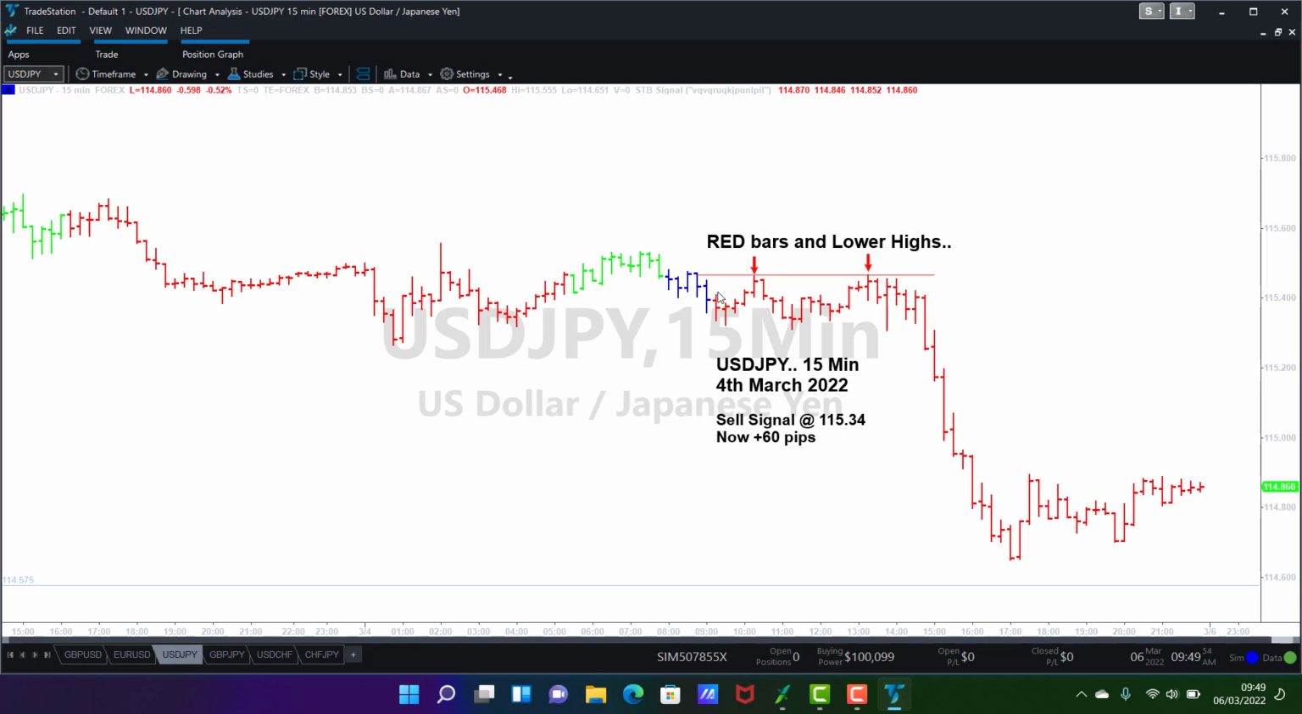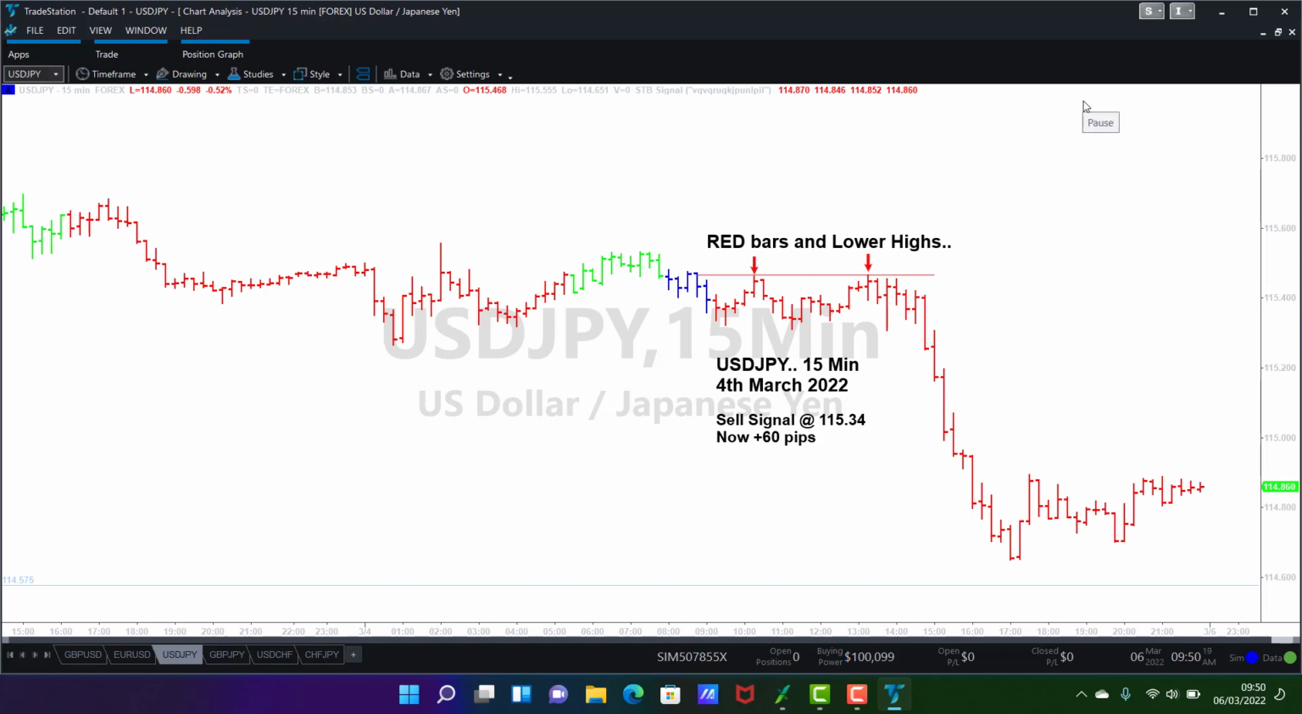Again, 15-minute chart, red bars, lower highs. The red bars come in. Yes, there had been weakness. A little bit of strength was coming into this market, but there were no higher lows here, folks, with blue bars. But there were lower highs with the red bars, and bang, we got a sell signal at 115.34, and the market was 60 pips or over 60 pips lower. So that's another market. Now let me pause.